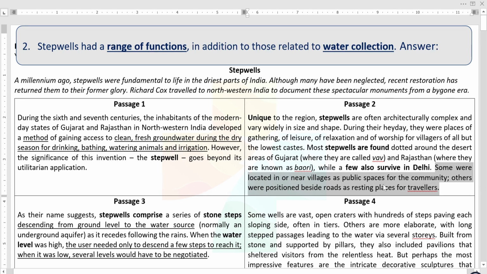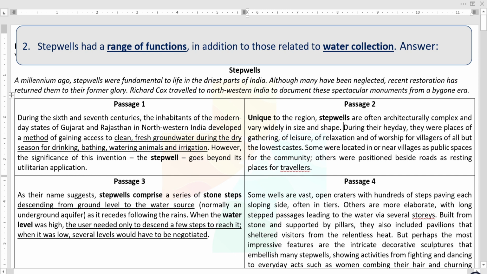So, besides the function of collecting water which is mentioned in paragraph 1, stepwells had many other functions: access to clean, fresh groundwater during the dry season for drinking, bathing, watering animals and irrigation. You have noticed that in passage 2, different sorts of functions have been shown, and in passage 1, different activities related to water collection have been shown. As a result, the statement is true.